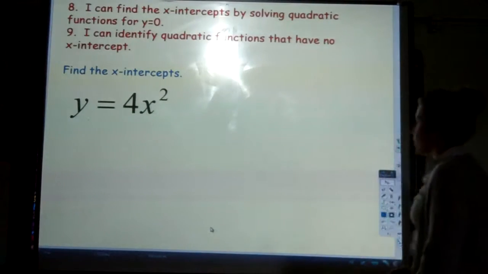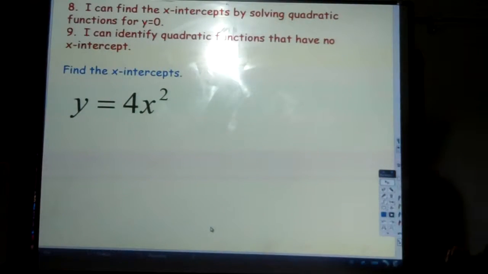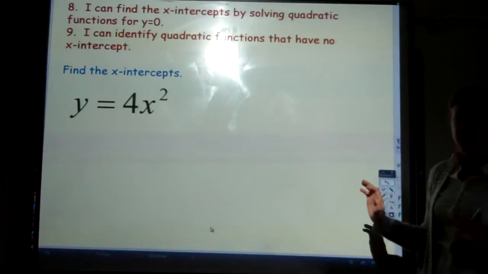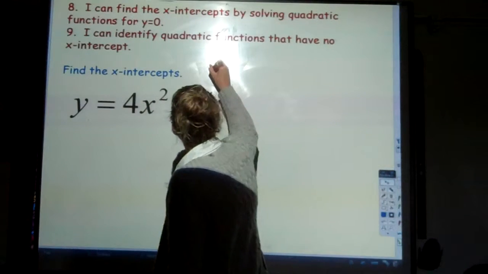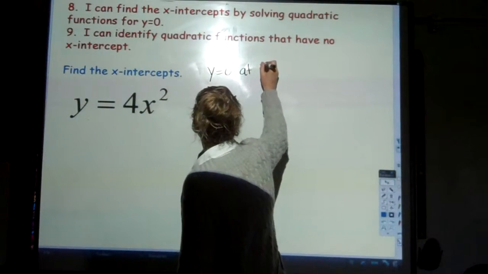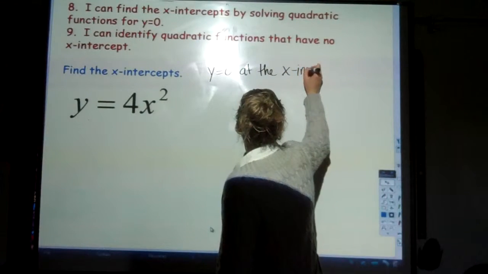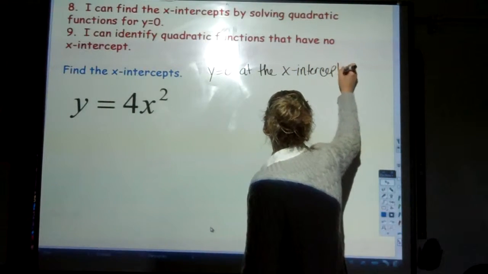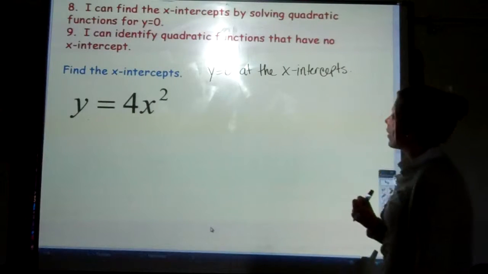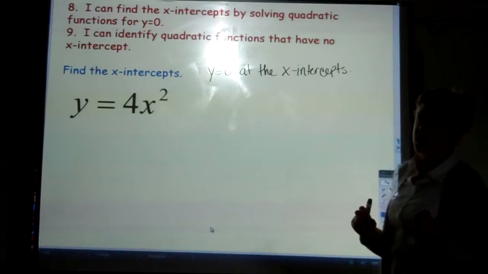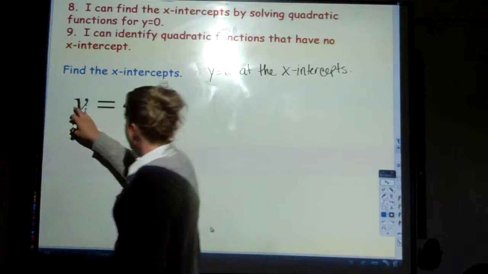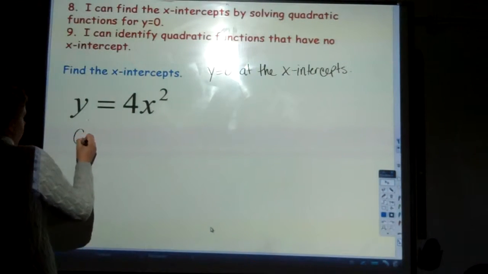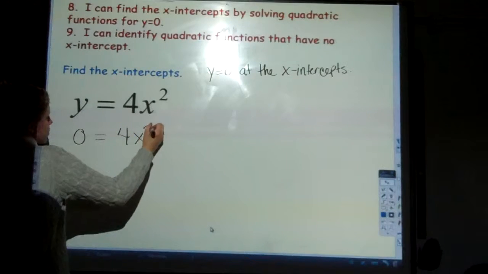So remember when we have the x-intercepts, what is the y value that I said always exists when we're finding x-intercepts? That's right, it's 0. The y is always 0 at the x-intercepts. So what that gives us the ability to do, since we notice that pattern, is that we can plug in 0 for y. So in this equation, instead of a y, I can plug in 0 equals 4x squared.